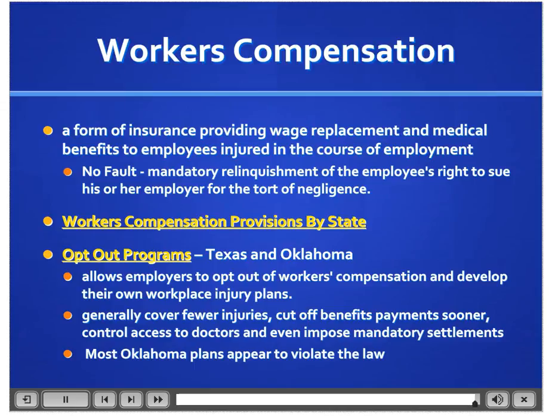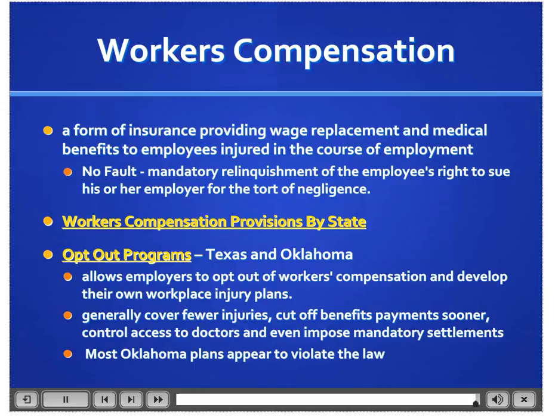And workers' comp obviously varies from state to state. The provisions vary. You can see that on your PowerPoint slide. You can click on that link. There are some new trends. There was an interesting interview on NPR in the last couple of weeks talking about opt-out programs.